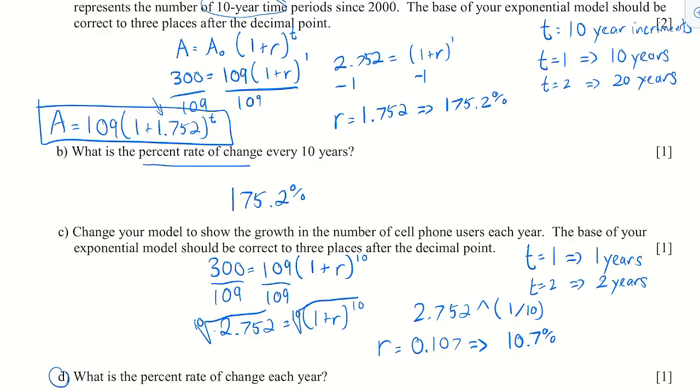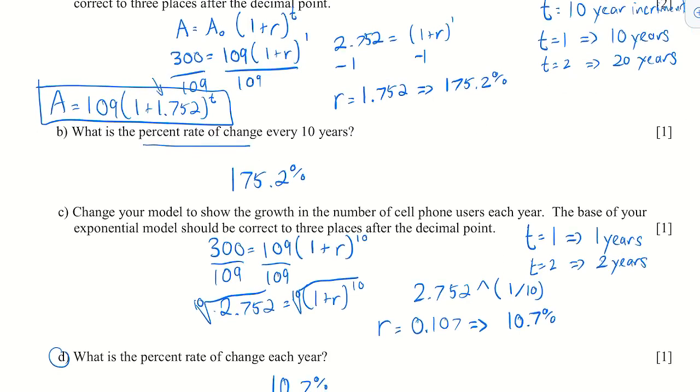Which is going to end up giving you a 10.7% increase. So what is the percent rate of change for each year? Yet again, this is just for each year, not every 10 years. So this is going to be 10.7%. So my equation is going to be y equals 109 parentheses 1 plus r, which is 0.107, raised to the t power. So that is per year.